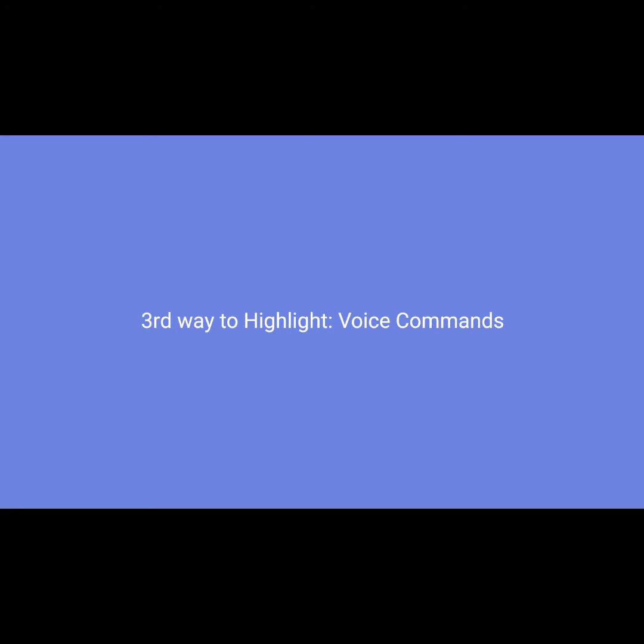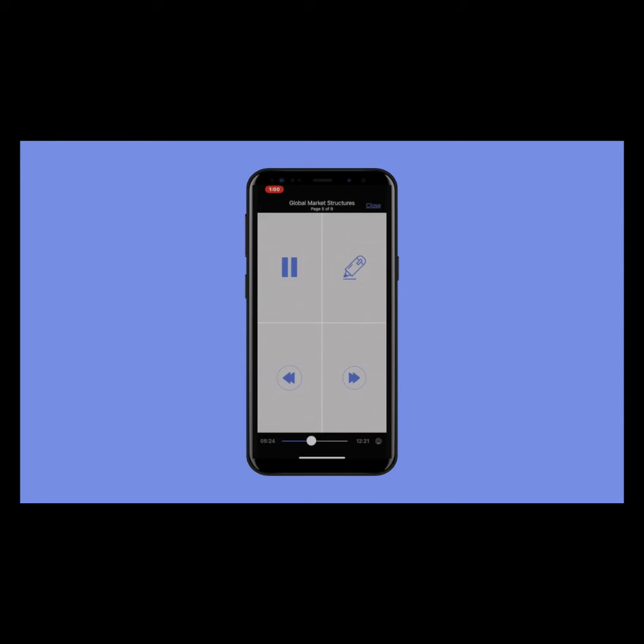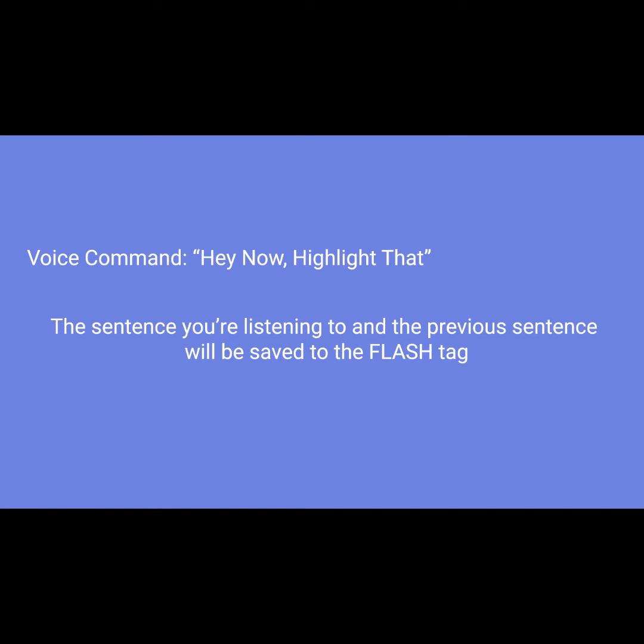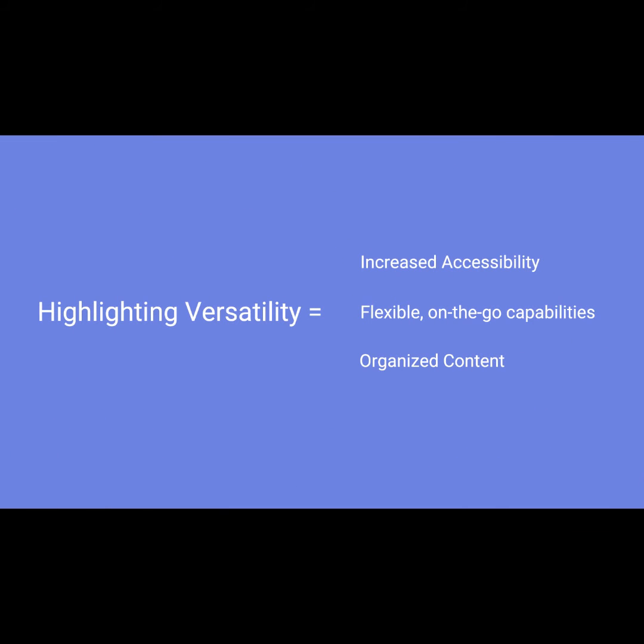A third way of making a highlight is by using voice commands. While listening to your IQBook, hit the play button and give the voice command of, "Hey Note, highlight that." The Note platform will highlight the sentence you're listening to as well as the previous sentence and save that highlight to the flash tag. Having 3 ways to highlight makes it easy to not only access your IQBooks, but to interact with and capture information that you find valuable. Whether you're in a dedicated study space, at the office, or on your daily commute, the Note mobile application makes it easy for you to digest and organize the content you're listening to.